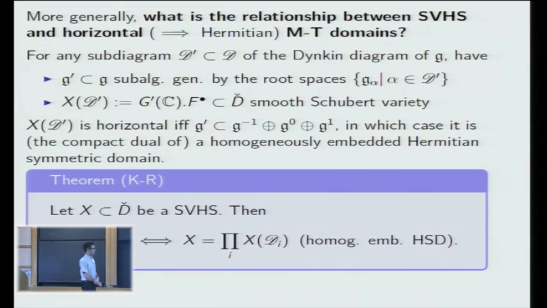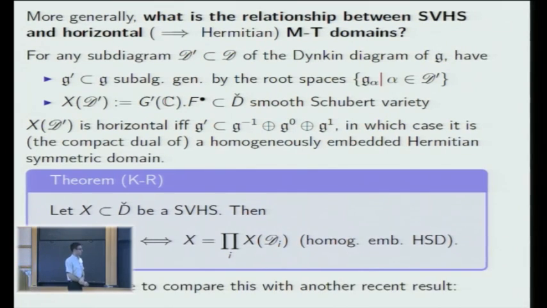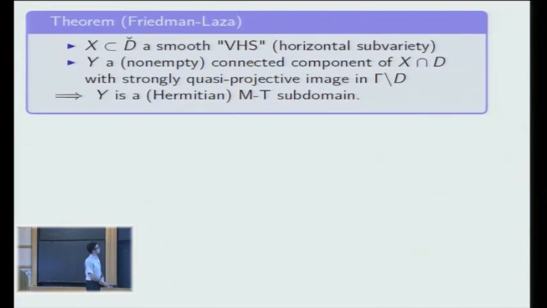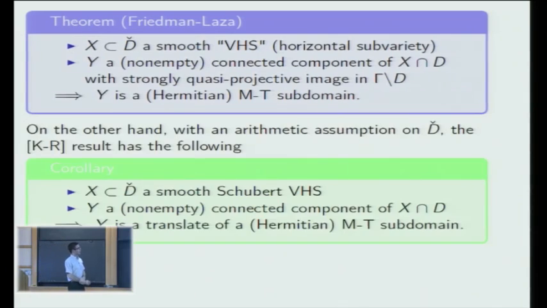And so a little result in our paper is that if x in D check is a Schubert variation of Hodge structure, then it's smooth if and only if it is a product of homogeneously embedded Hermitian symmetric subdomains. And what does this have to do with Mumford-Tate domains, and what does it have to do with a result it calls to mind, namely the theorem of Friedman and Laza, that if x is a smooth VHS in that sense, y is a non-empty connected component of its intersection with the actual domain with strongly quasi-projective image in D mod gamma, then y is a Hermitian symmetric Mumford-Tate subdomain.